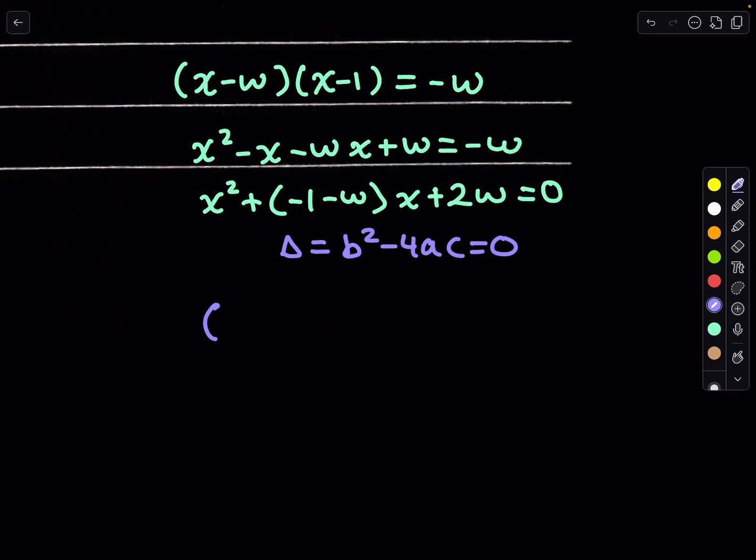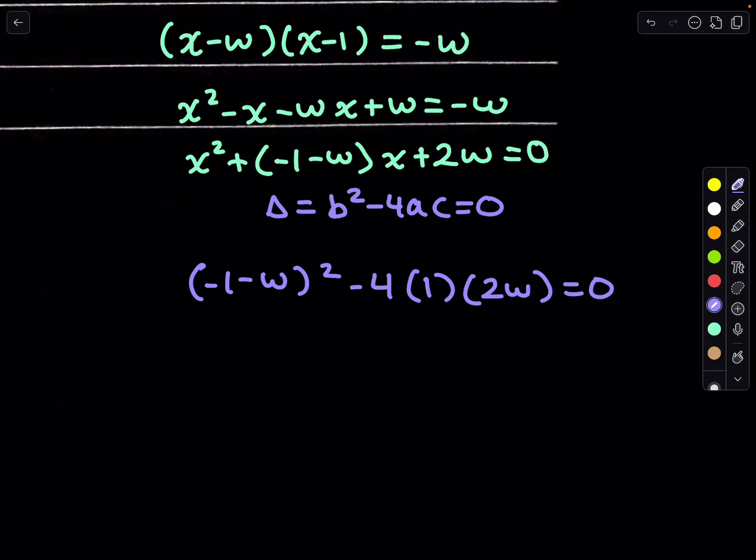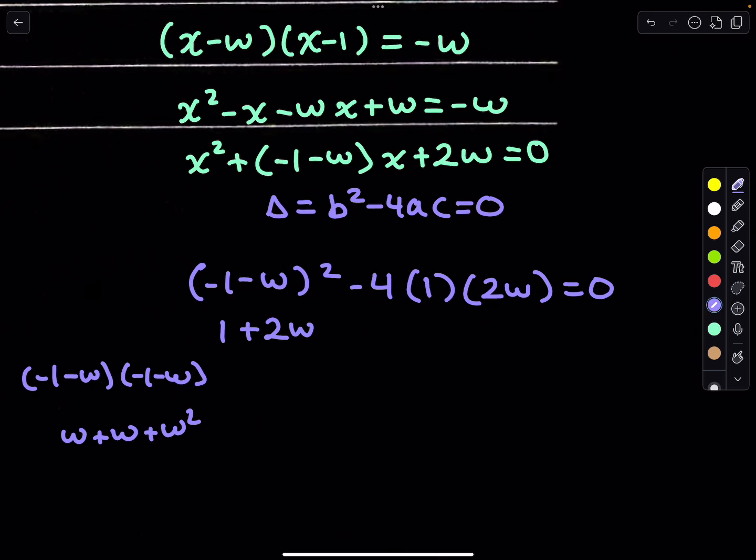So what's our b squared? It's just negative 1 minus w, all squared, minus 4. A is in this case 1, and c is 2w, equals 0. And of course you can expand that whole thing, which is negative 1 minus w, negative 1 minus w. So that's positive 1. Let's just expand it here. Positive 1, plus w, plus w, plus w squared. That's positive 2w, positive w squared.